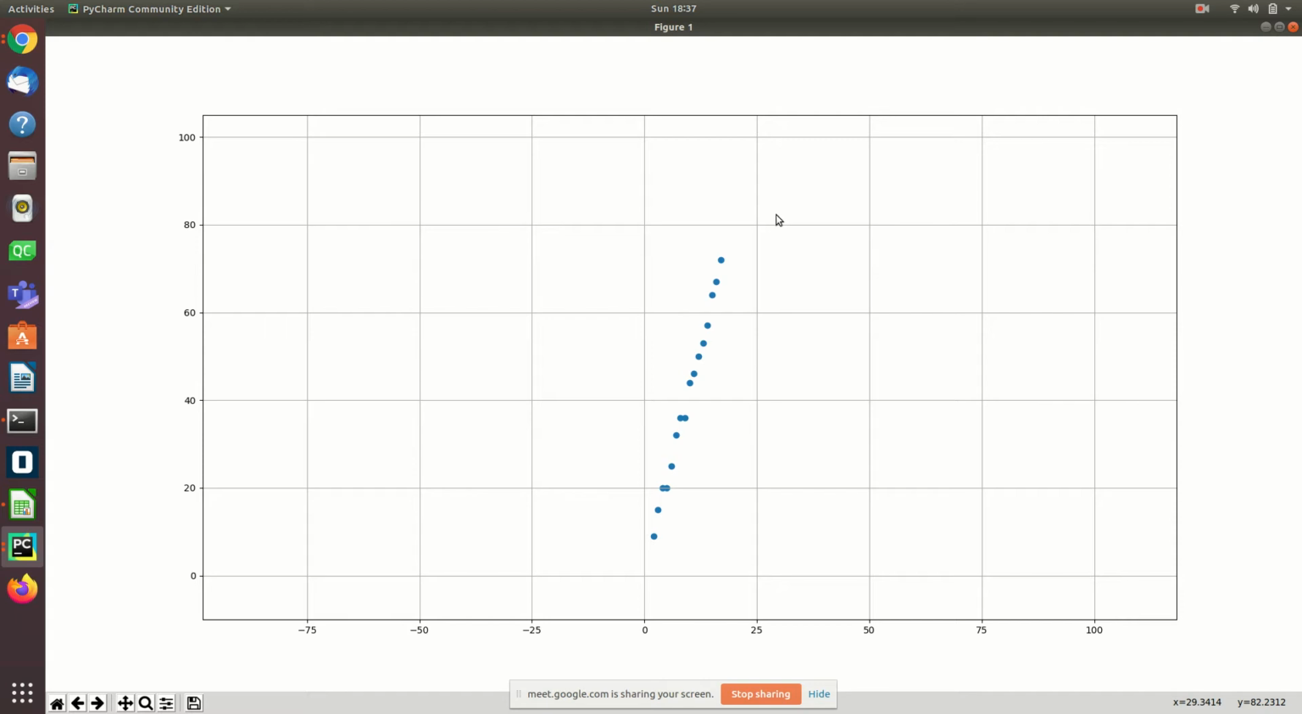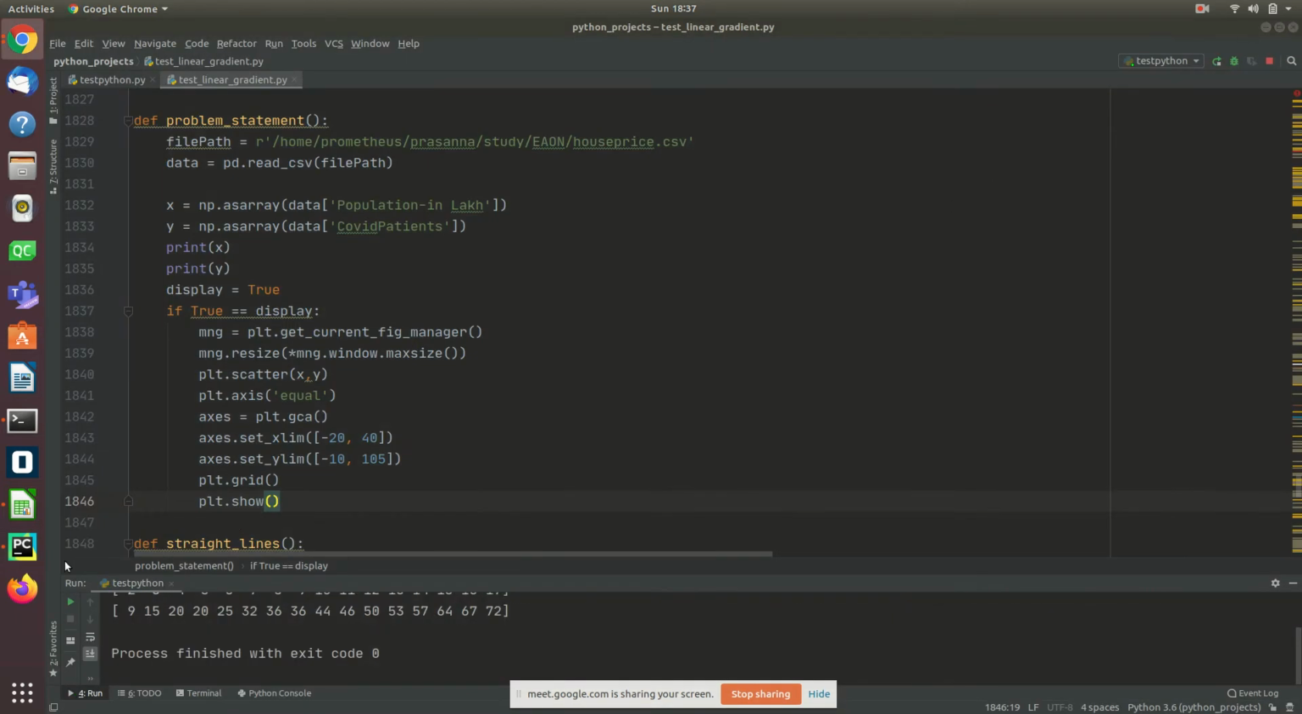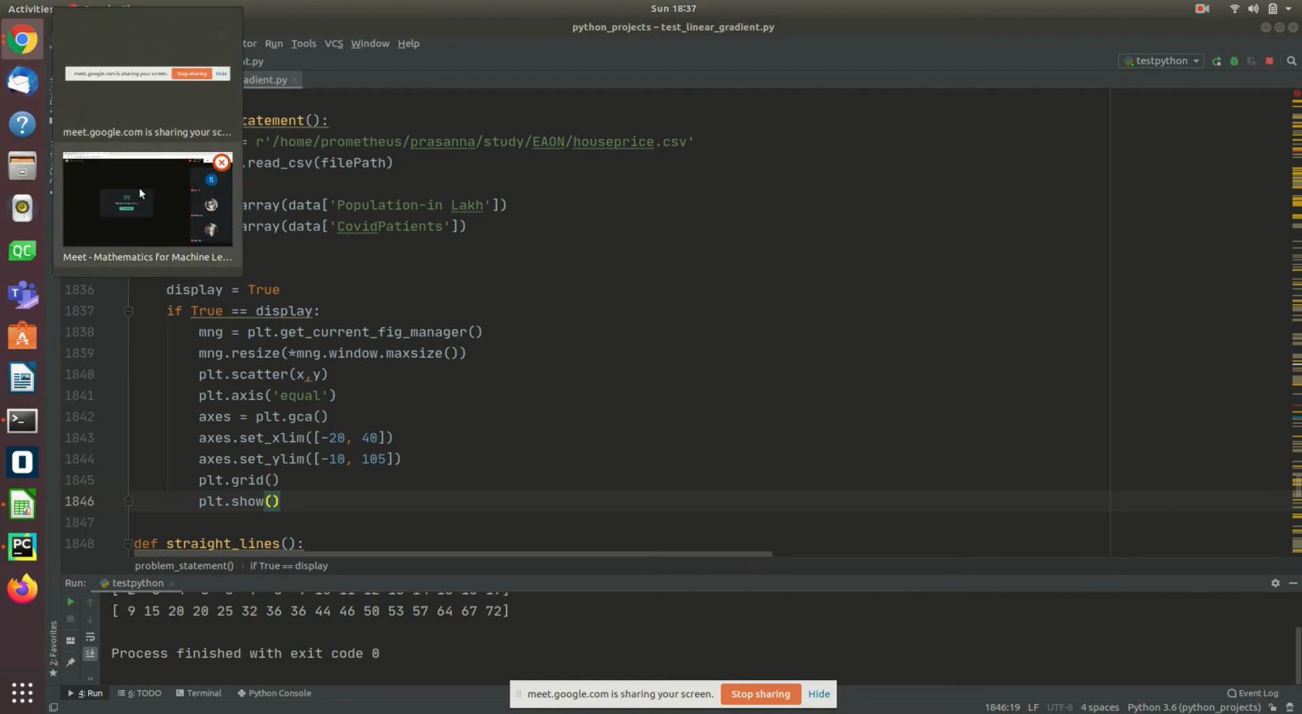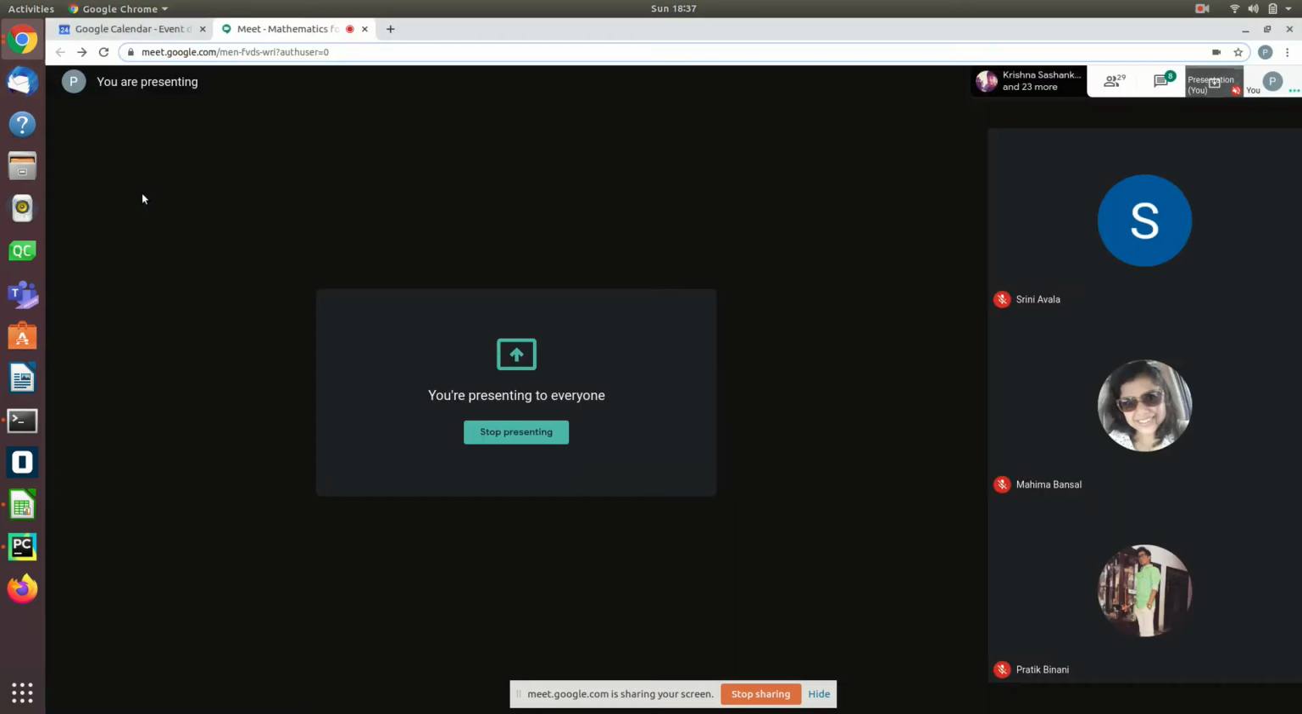But it is important to know what a straight line is. Now, coming back to mathematics, I would like to know how many of you can tell me the equation of a straight line. Tell your name.